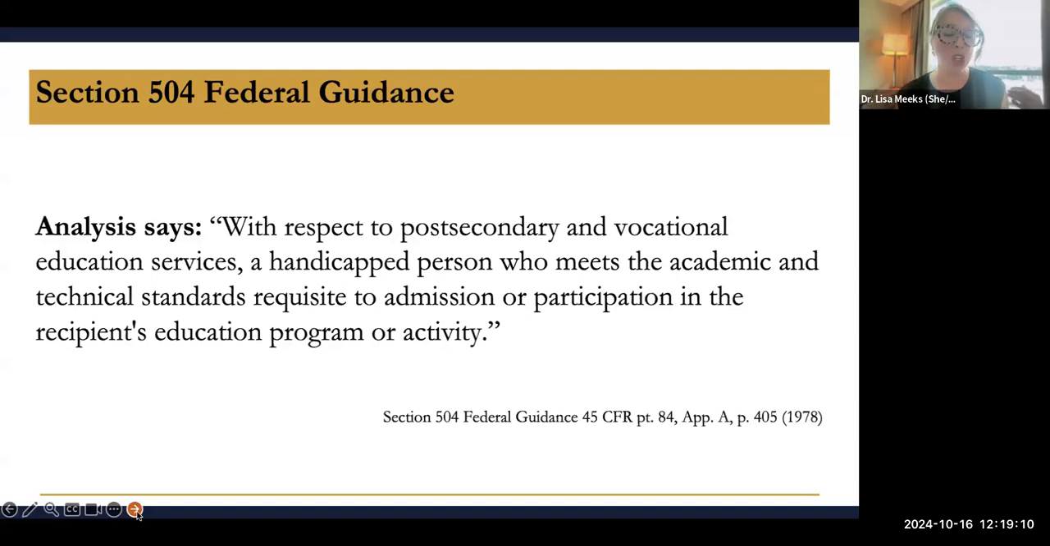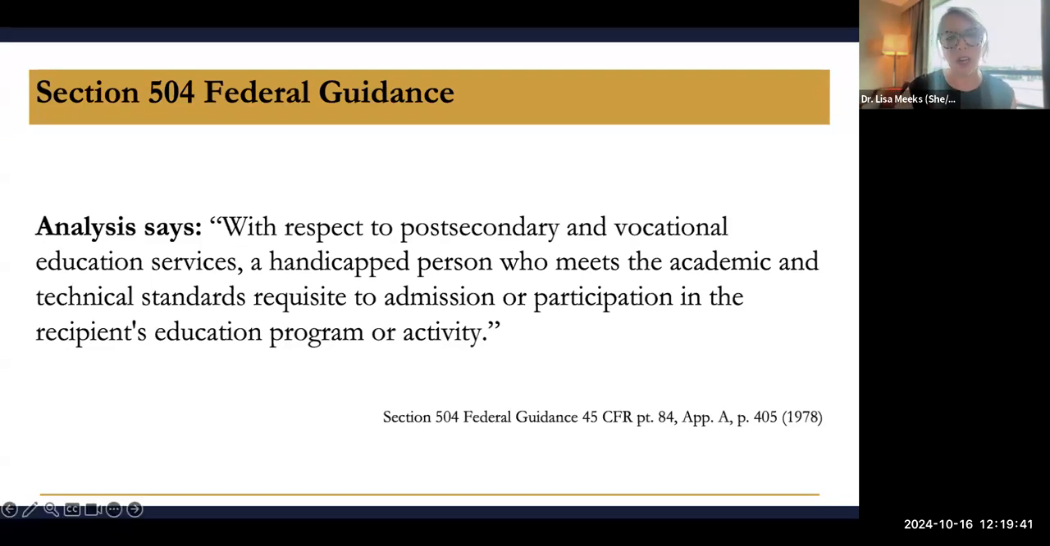And there, in this very obscure place, it said, with respect to post-secondary and vocational educational services, a handicapped person, again, apologies, who meets the academic and technical standards requisite to admission or participation in the recipient's educational program or activity. So you get a sense that this is kind of what the law says about technical standards.